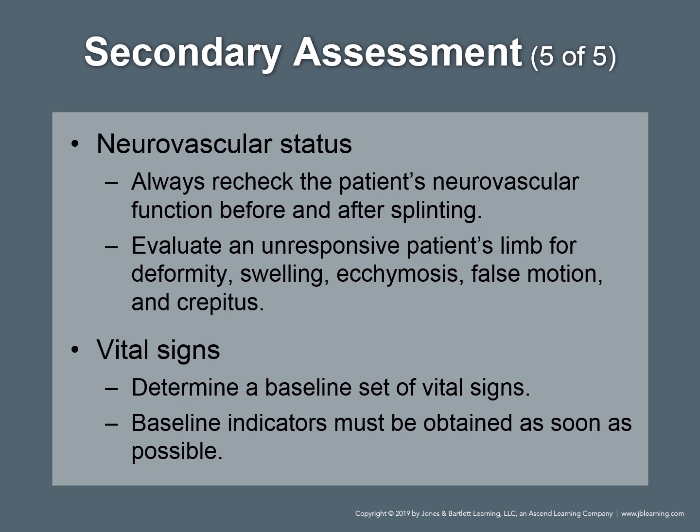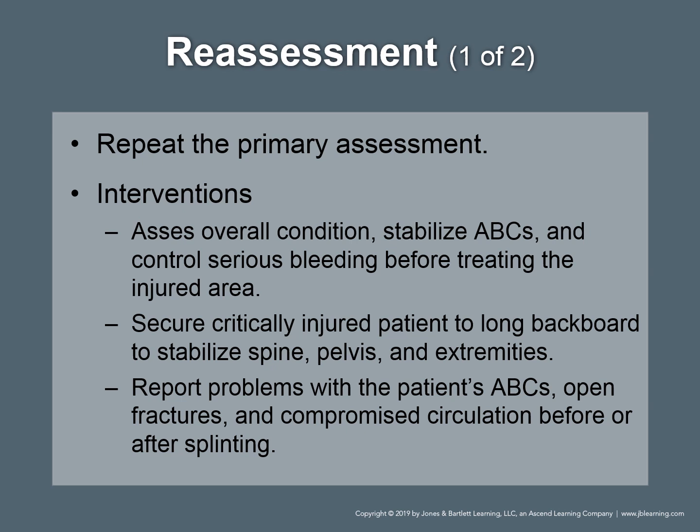Get your baseline vital signs and start your trend. You want to reassess that patient every 5 minutes to make sure that they're not bleeding out somewhere. Repeat your primary assessment. What are your interventions? What did I do? Is what I did working? Is the splint too tight? Am I losing pulses? Do I need to do something else?